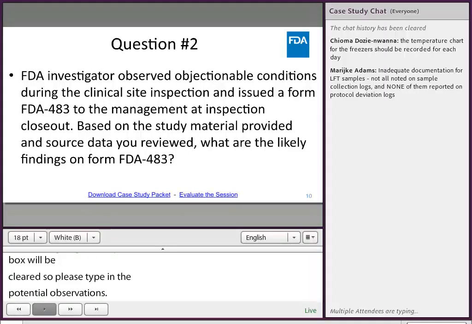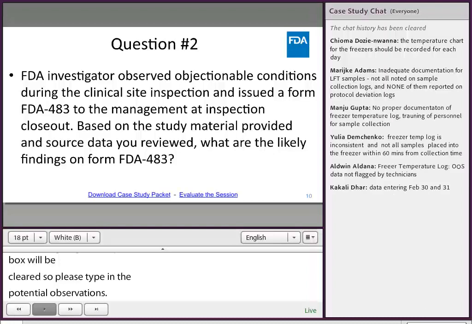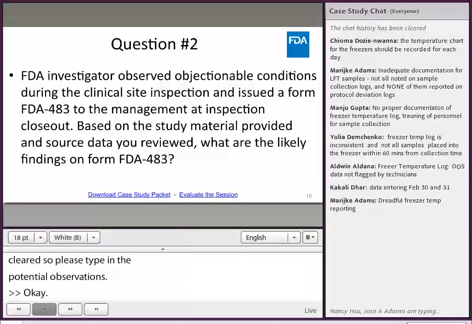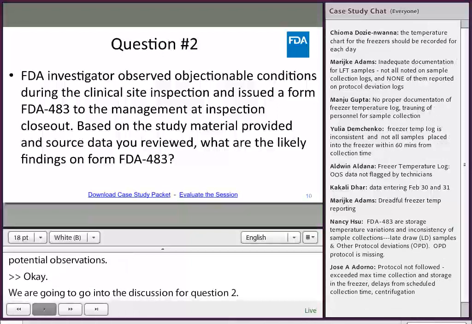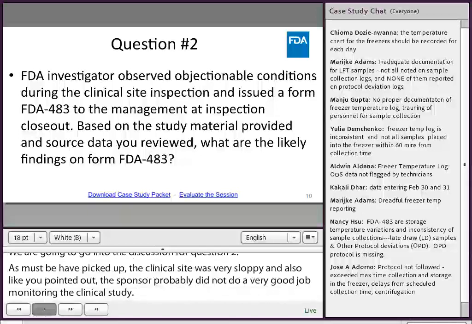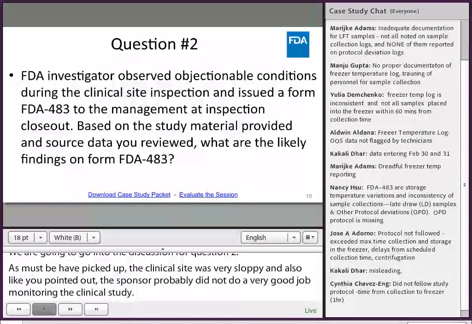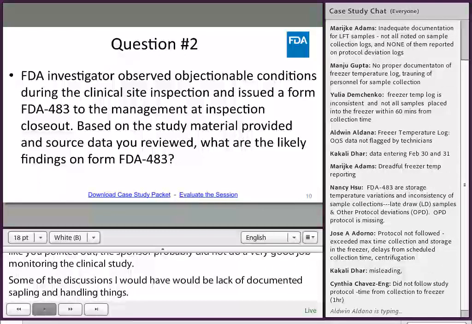Okay, so we are going to go into the discussion for question 2. So as most of you have picked up, the clinical site was very sloppy, and also, like you have pointed out, the sponsor probably did not do a very good job in monitoring the clinical study. So some of the 483 items could be lack of documented sample handling times. The sample storage conditions would be an issue. Ice bath, cooling packs, ambient temperature, we don't know.